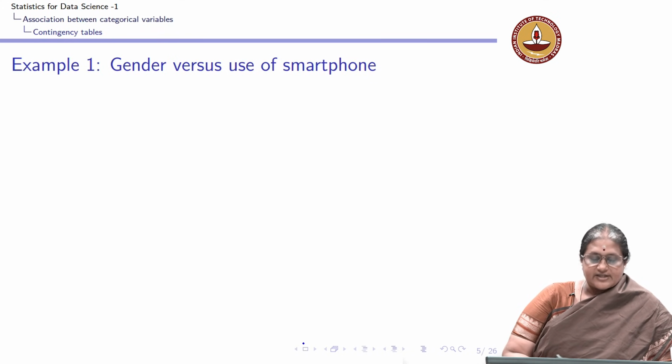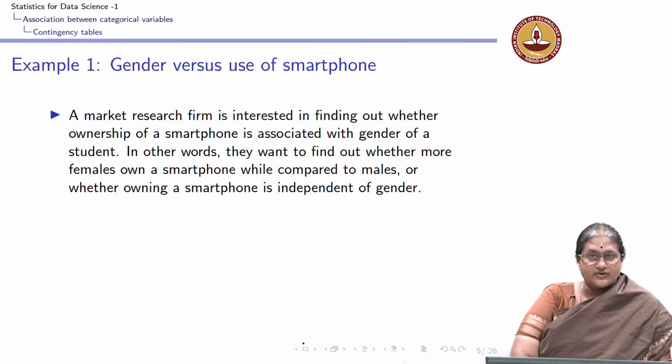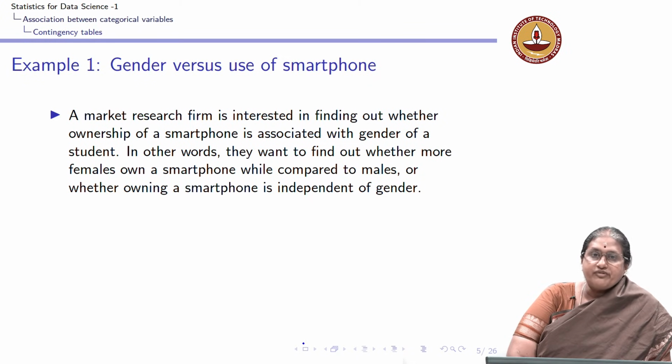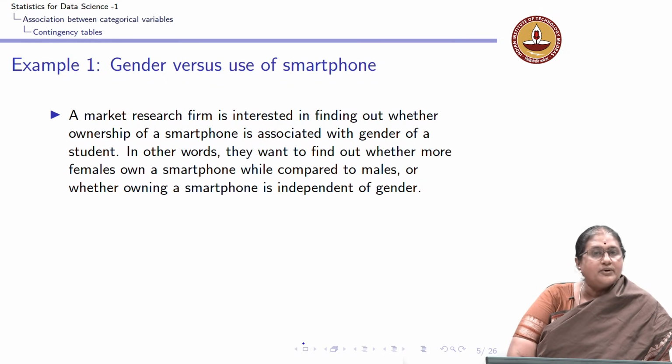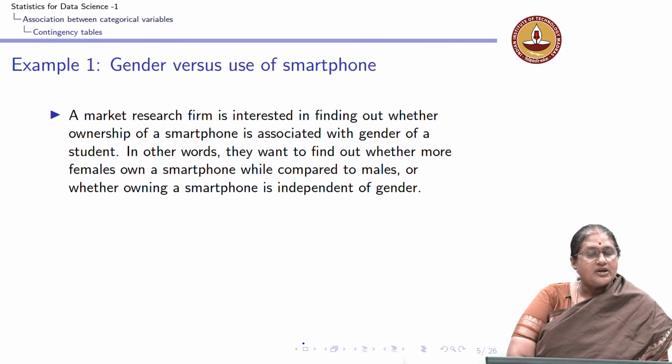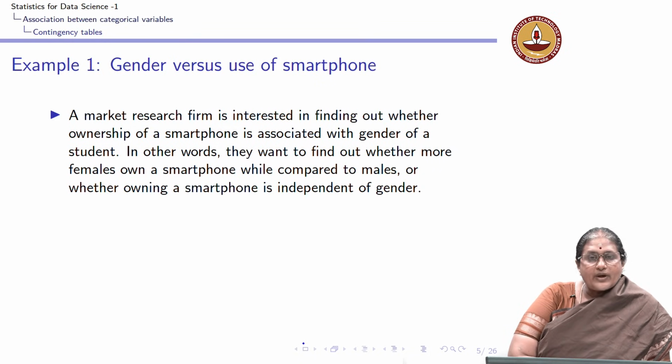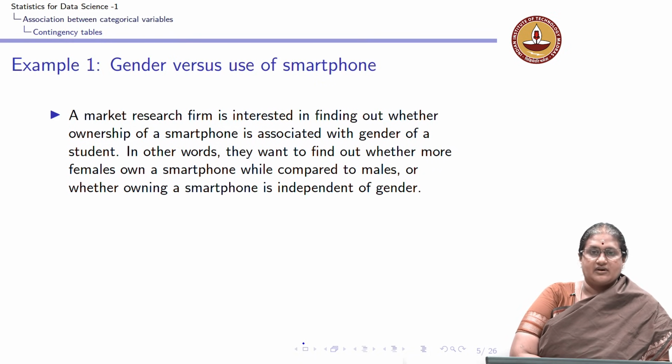If you look at this example, I have a market research firm which is interested in finding out whether ownership of a smartphone is associated with the gender of a student. In other words, the company is interested in knowing whether more females own a smartphone compared to males, or whether owning a smartphone is independent of the gender of a person. This is the main question. So, how do we go about answering this question?